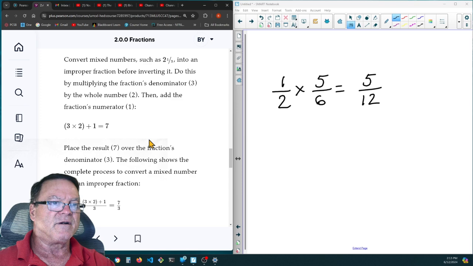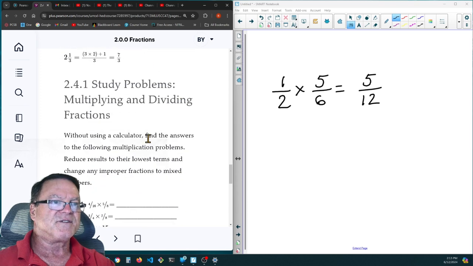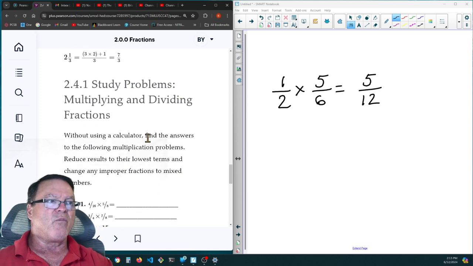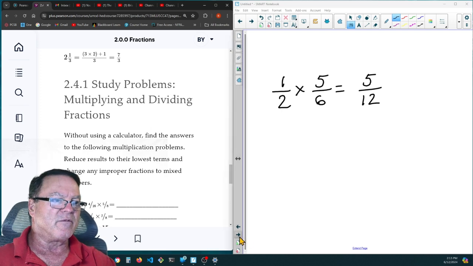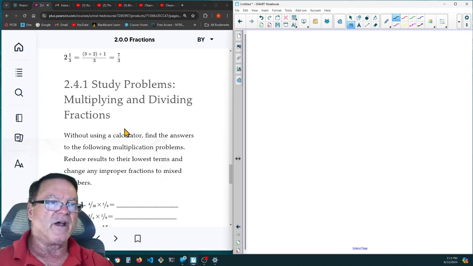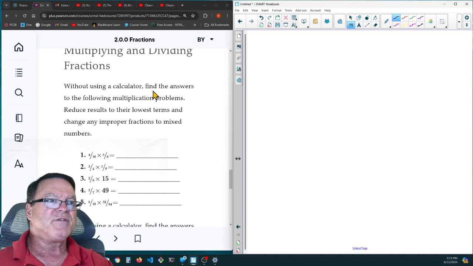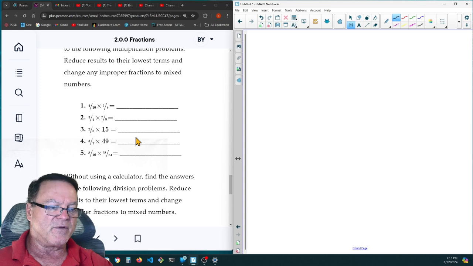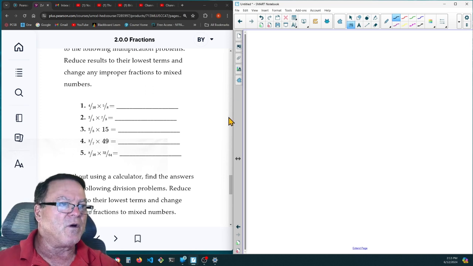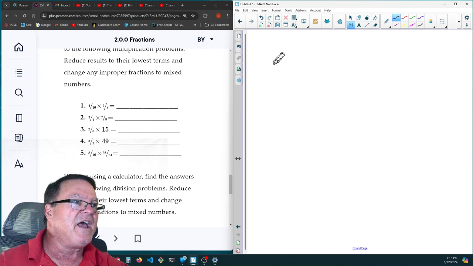Okay, let's see here. Let's get study problems 2.4.1. Let's do the study problems. I think we'll get more out of it that way. Without using a calculator, find the answer to the following multiplication problems. Reduce results to their lowest terms, change any improper fractions to mixed numbers. So we have 4/16 times 5/8.